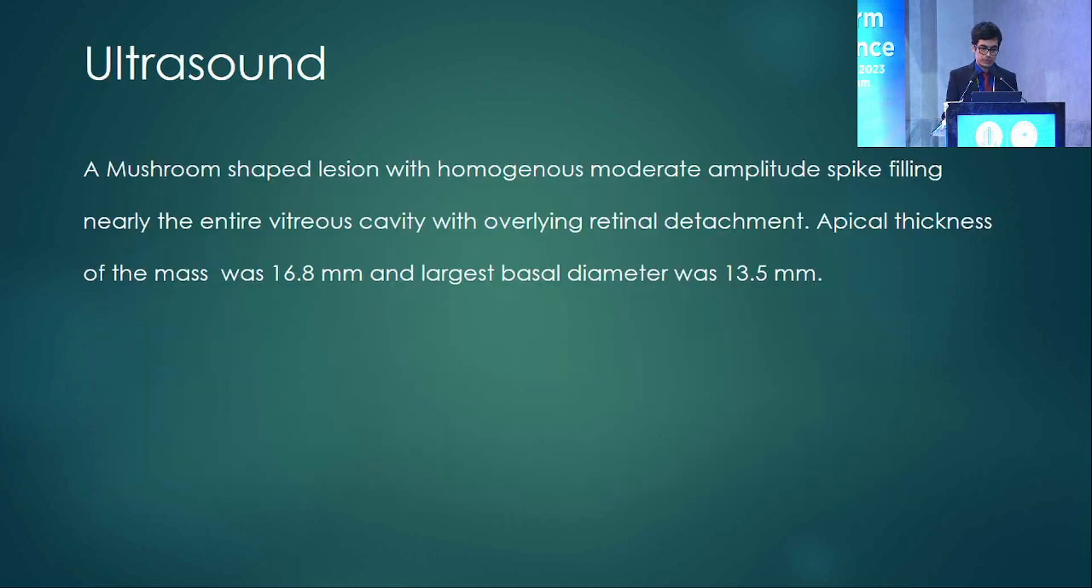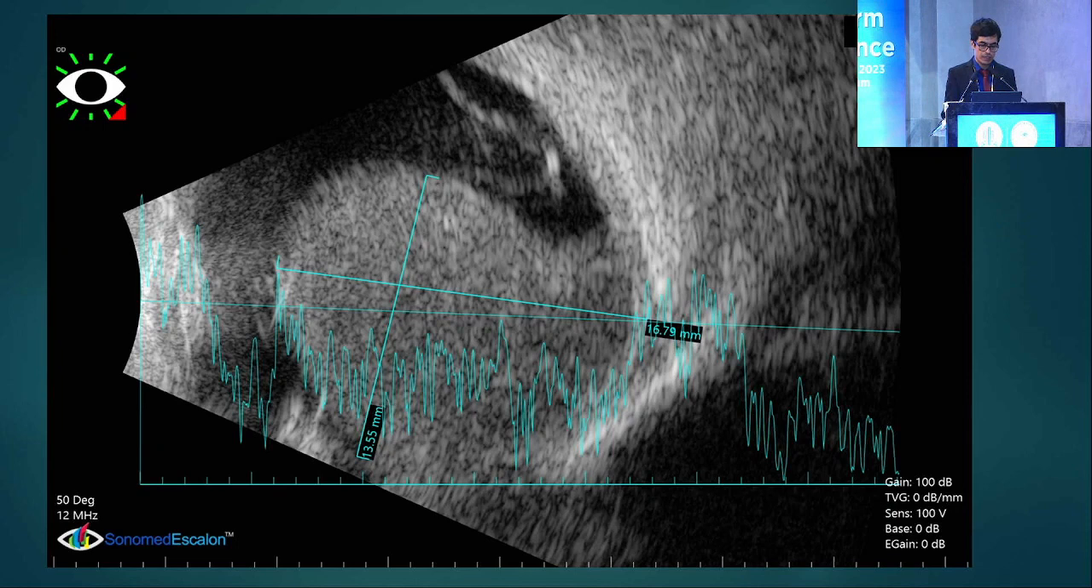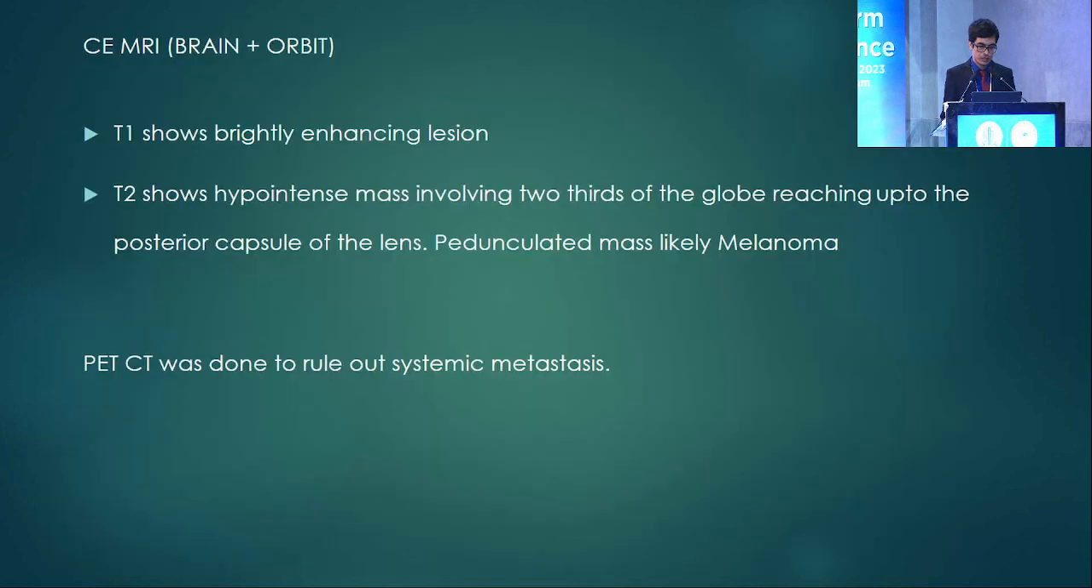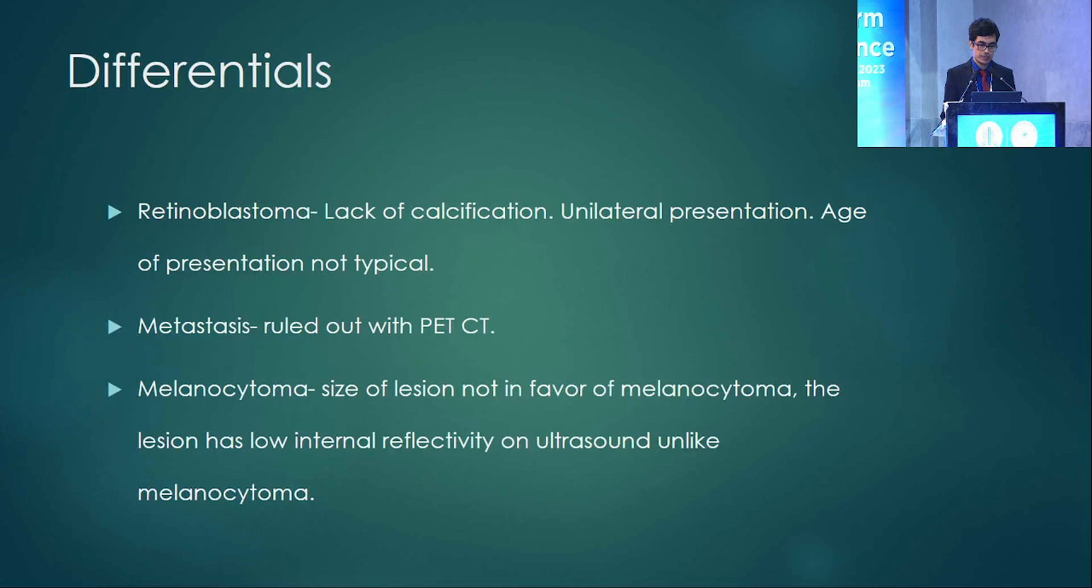An ultrasound was performed, and a mushroom-shaped lesion with homogeneous moderate amplitude spike filling nearly the entire vitreous cavity with overlying retinal detachment was seen. Apical thickness of the mass was 16.8 and largest basal diameter was around 13.5, as can be seen in this picture, and the classic decrescendo sign is seen. MRI was done, and the T1 image showed a brightly enhancing lesion and the T2 image showed a hypointense mass involving 2/3 of the globe reaching up to the posterior capsule of the lens. A PET CT was done to rule out systemic metastasis.